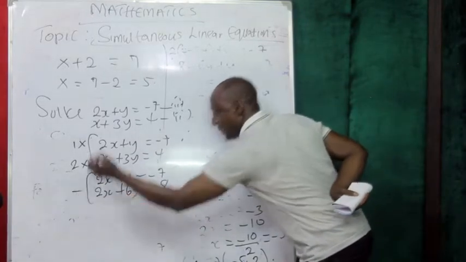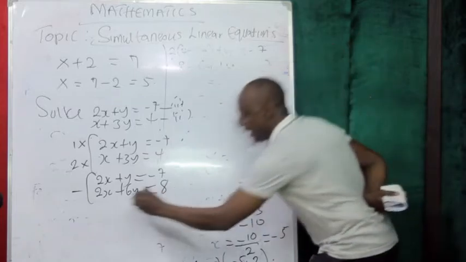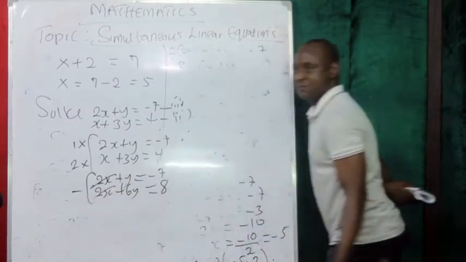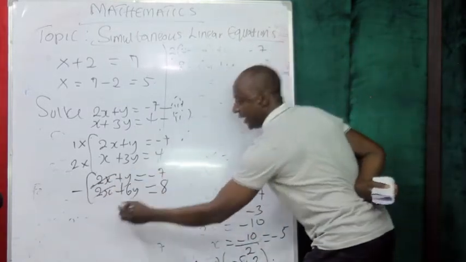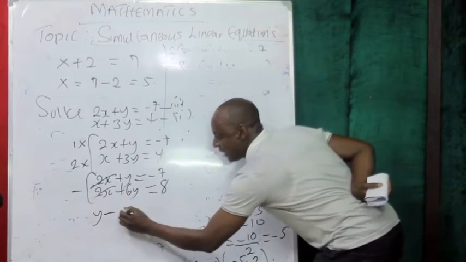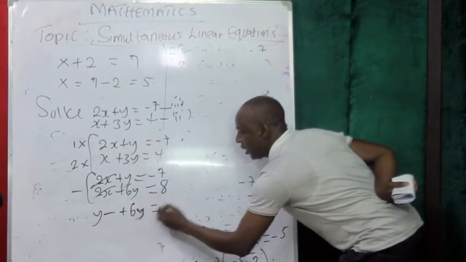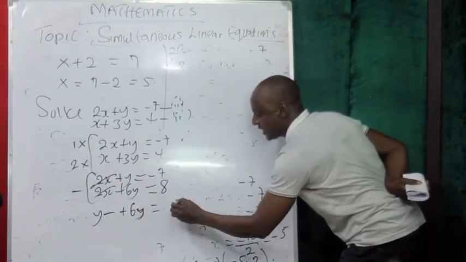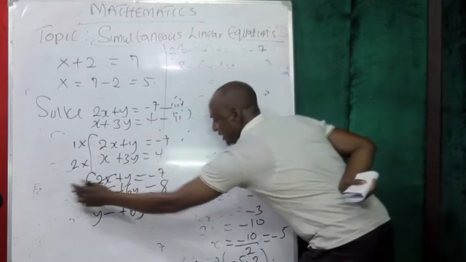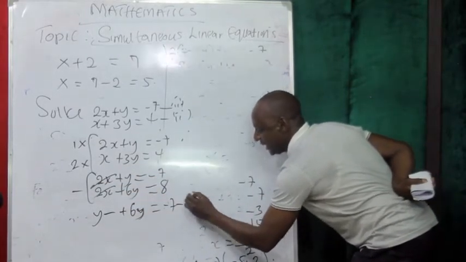Then you can subtract equation 2 from equation 1. If you do that, you can see that 2x cancels 2x. You are left with y, take this minus, then what you have here is positive 6y. Equals to, what you have here in equation 1 is negative 7. Take this minus, and what you have in equation 2 here is 8.